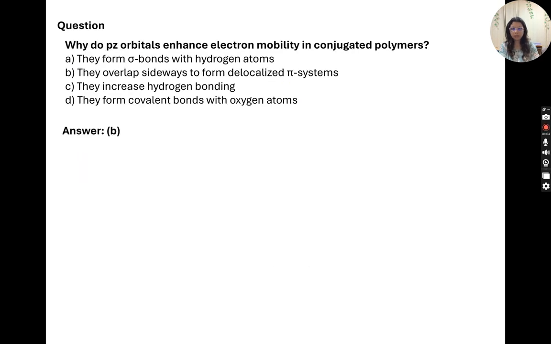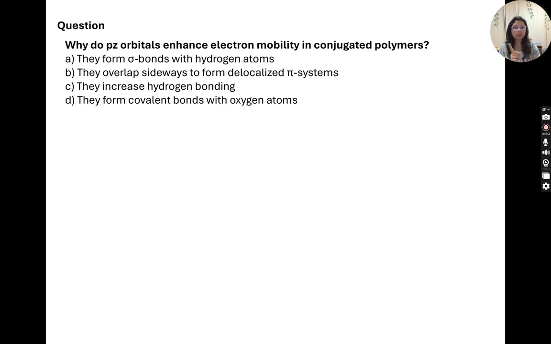Okay, then move to this question. I guess this is the last one, or the last but one, I'm not sure. Why do pz orbitals enhance electron mobility in conjugated polymers? This question also belongs, similarly, to the previous one.